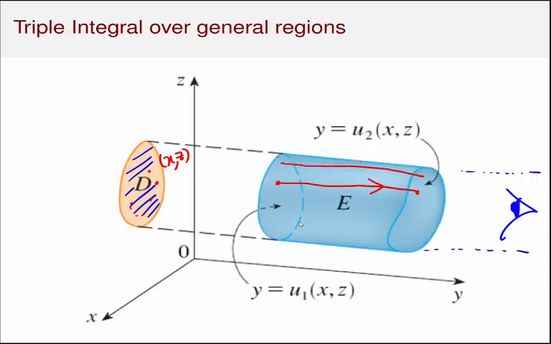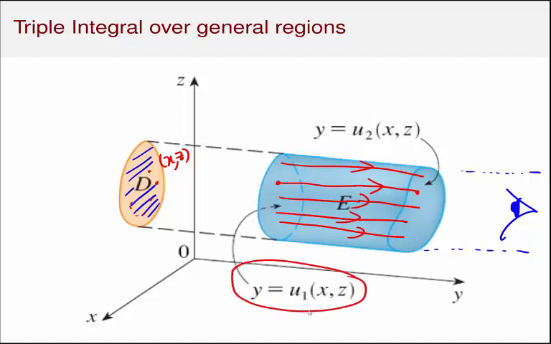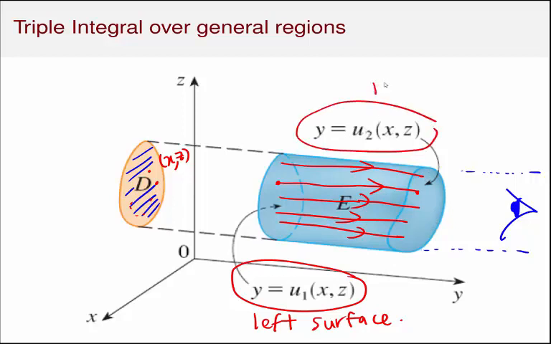And if we do this for every point in the projection, we're going to get a bunch of arrows, or rather horizontal arrows that look something like this, whose initial points lie on the surface on the left, given by y equals u1. So let's call this the left surface, and whose terminal points lie on the surface y equals u2, called the right surface, bounding the solid E. And hence, the region E consists of all these horizontal arrows, which are entirely inside this region, starting from the left-hand surface all the way to the right-hand surface.